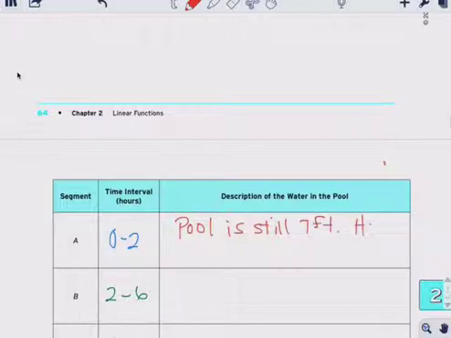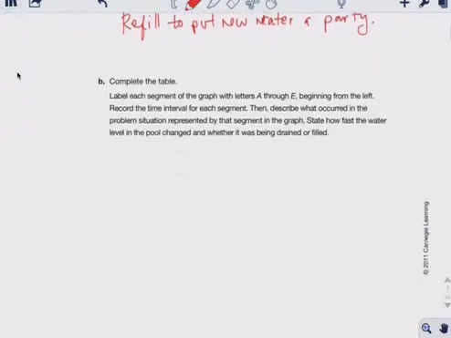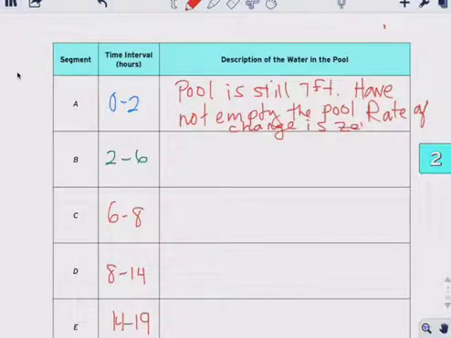Have not emptied the pool for the first 2 hours. Okay? So right there, it's a horizontal. The rate of change is 0. Rate of change, that means the slope is 0. So it's a horizontal line.